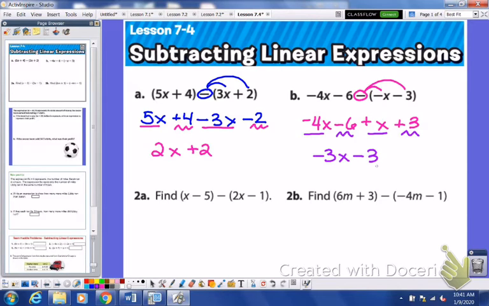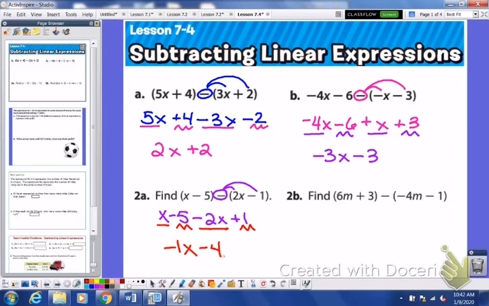x minus 5 minus 2x minus 1. Again, go a little quicker. So x minus 5. Then we're going to change these signs. So minus 2x plus 1. Going through to find our like terms: x, minus 2x, negative 5, plus 1. x minus 2x gives us a negative x or negative 1x. Negative 5 plus 1 is minus 4.